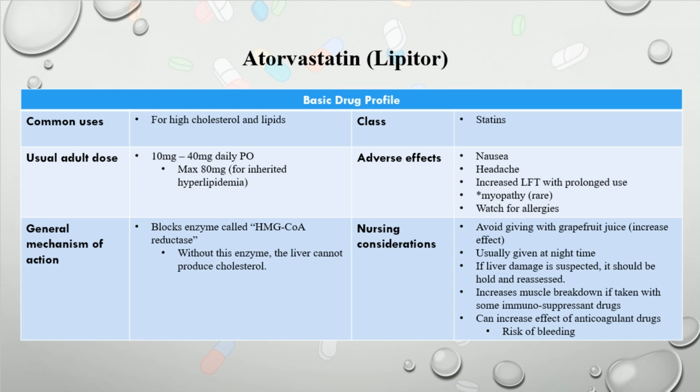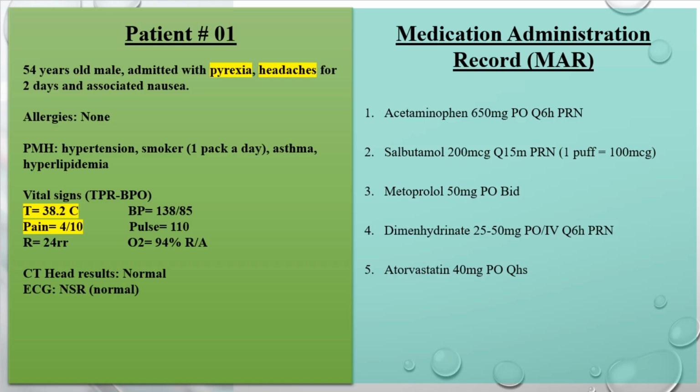It increases muscle breakdown if taken with some immunosuppressant medications, back to our myopathy, our rare situation. And it can also increase the effects of anticoagulant drugs, therefore leading to increased risk of bleeding. The reason is, if you think about it, the liver is responsible for producing clotting factors, right? So if that gets hindered, then your bleeding might be prolonged, and your body might not be able to produce enough clots for that. Now let's go back to our case study.